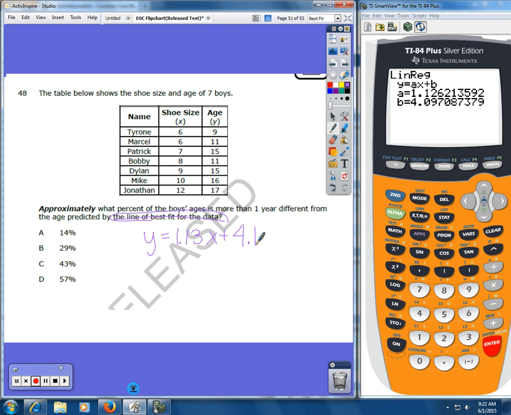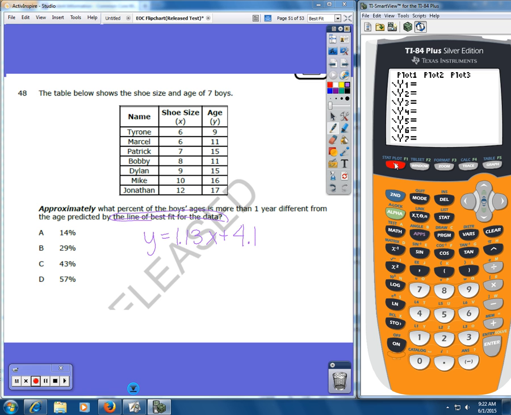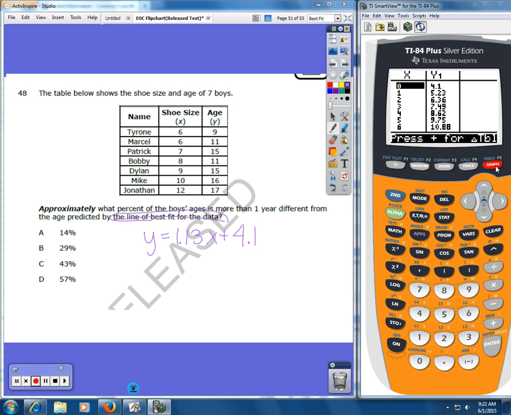Okay, so now that I have the equation, I need to be able to look at a table to see the predictions based on shoe size and age. So in order to do that, I need to go to y equals and type in my equation. And then I'm going to pull up the table. Once I type that in, I'm going to press second and then graph, and I have my table. Over here in the X, this is the shoe sizes, and on the right, that's the ages.